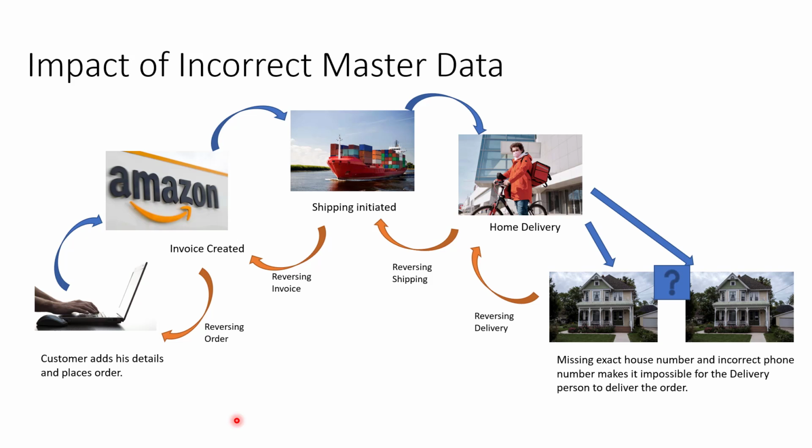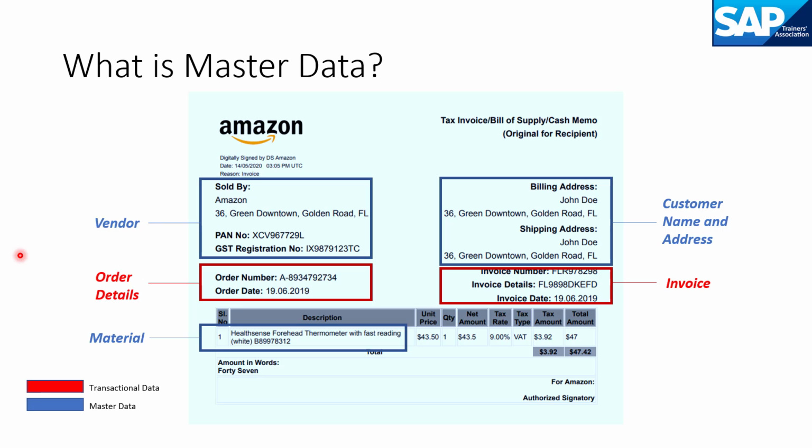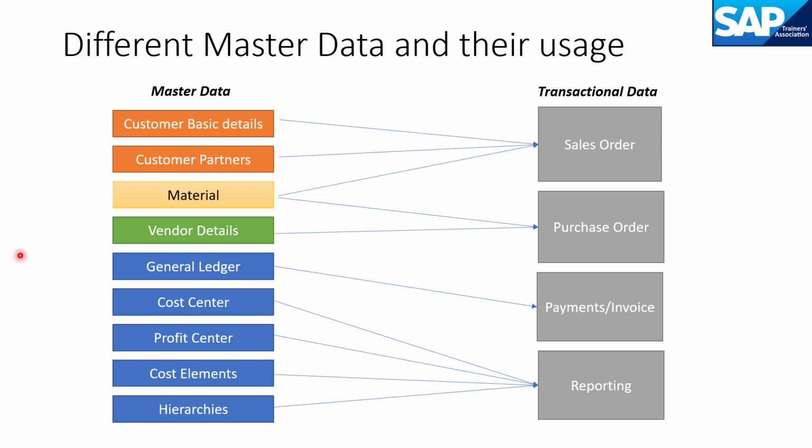Now let's go to this. We'll see what are the different types of master data. So here we are seeing vendor, material, customer, right? Order details are not master data because they change every single time. They change, but your customer, vendor, and material data doesn't change. So that is master data. Let's see what other types of master data are available.